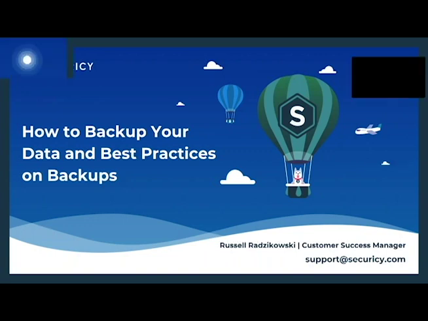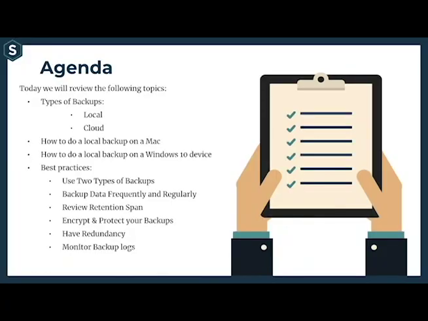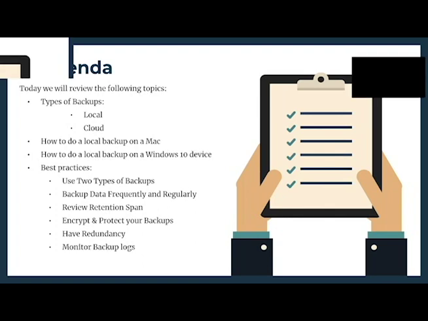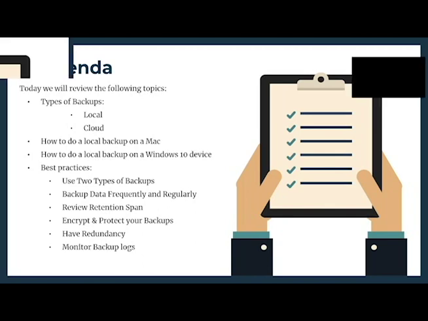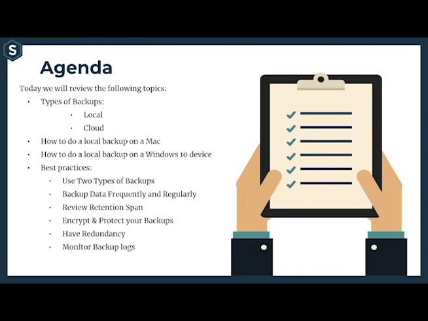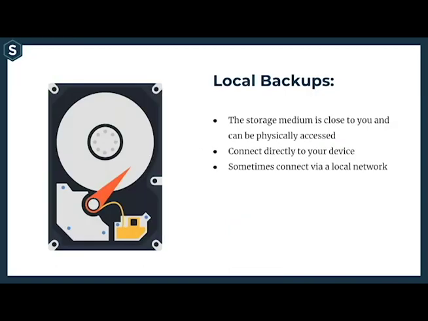So let's get started. On today's agenda, we are going to review the types of backups, local and cloud or offsite, how to do a local backup on a Mac with built-in software, and how to do a local backup on a Windows 10 device with local software. Then finally, we'll cover some best practices: use two types of backups, backup frequently and regularly, review retention span, encrypt and protect your backups, have redundancy, and monitor backup logs.